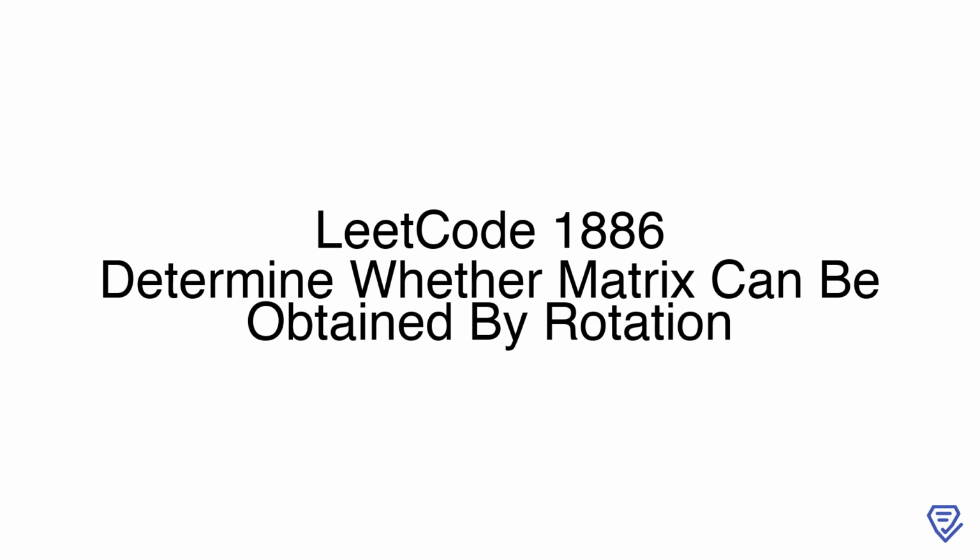Today, we'll explore LeetCode problem number 1886, Determine Whether Matrix Can Be Obtained By Rotation. In this problem, we'll examine how to determine if one matrix can be transformed into another by rotating it 90, 180, or 270 degrees. Let's dive in.